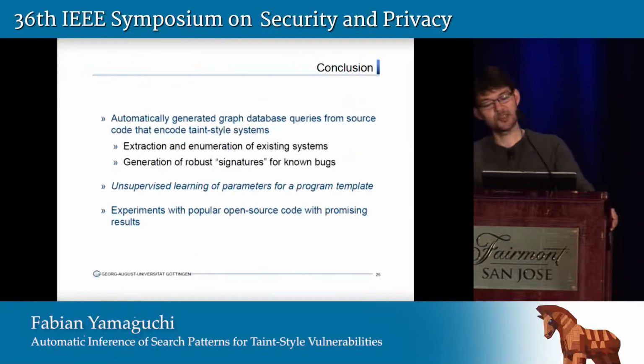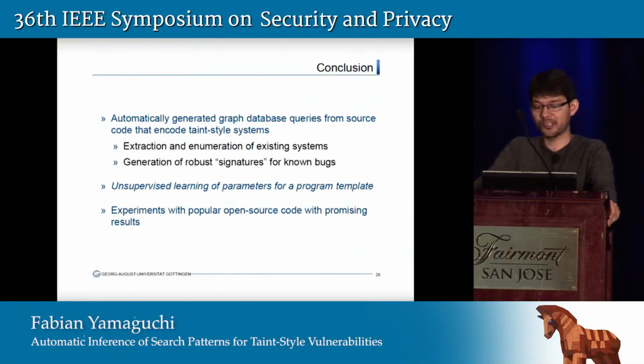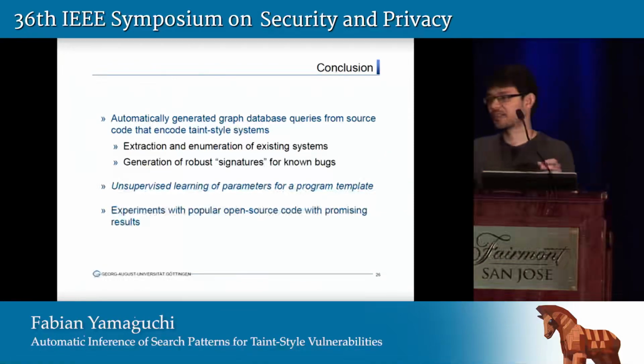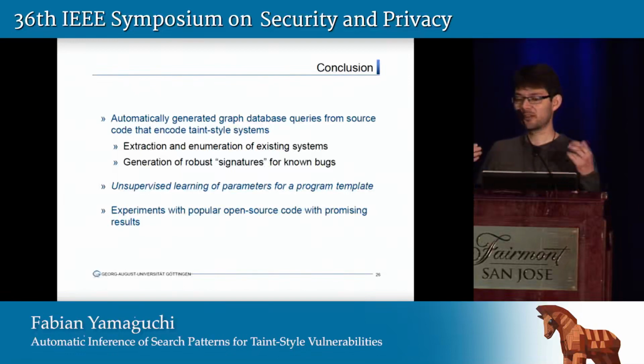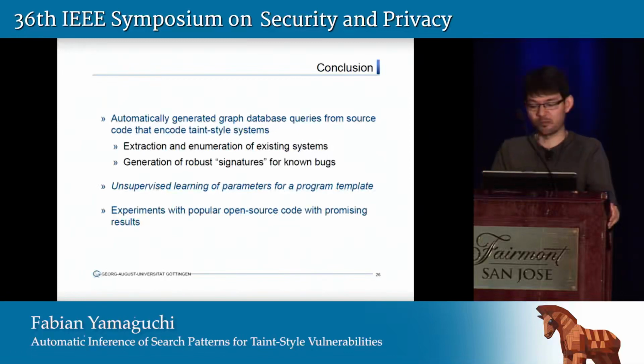Okay, that being said, I conclude: what we did was we showed a system to automatically generate graph database queries from source code, and they encode taint style vulnerabilities. Now you can do two things with this. You can take your existing bugs and generate a kind of robust signature for the bug. And the second thing is you can use this as an exploration tool. If you look at a new code base, you can ask it, what kind of flows are in here? How are the arguments to memcpy, for example, initialized? And conceptually seen, this is unsupervised learning of parameters for a program template, and the experiments show some promising results.